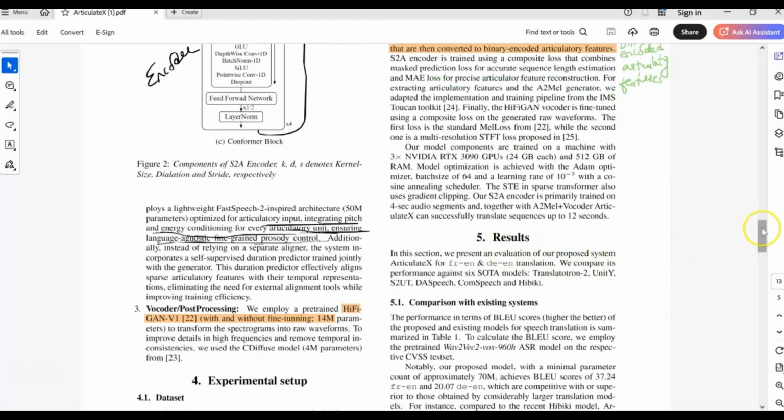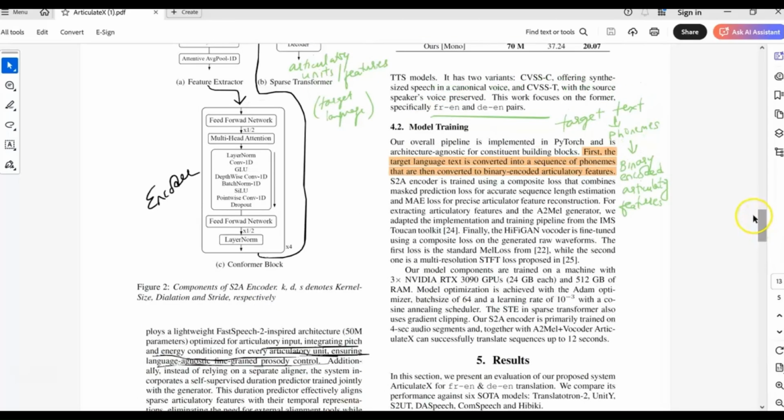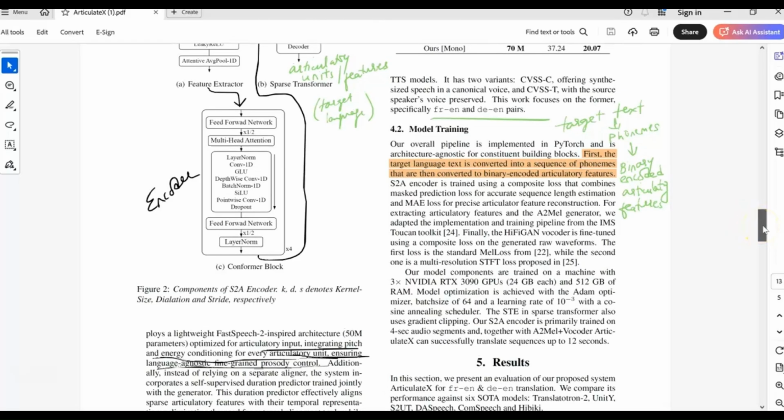So once again, I wish there was more detail about how they are producing these articulatory features to train the model. I think that would have been helpful. But overall, it's good to know where the state of the art is in terms of speech translation research and where it's going.